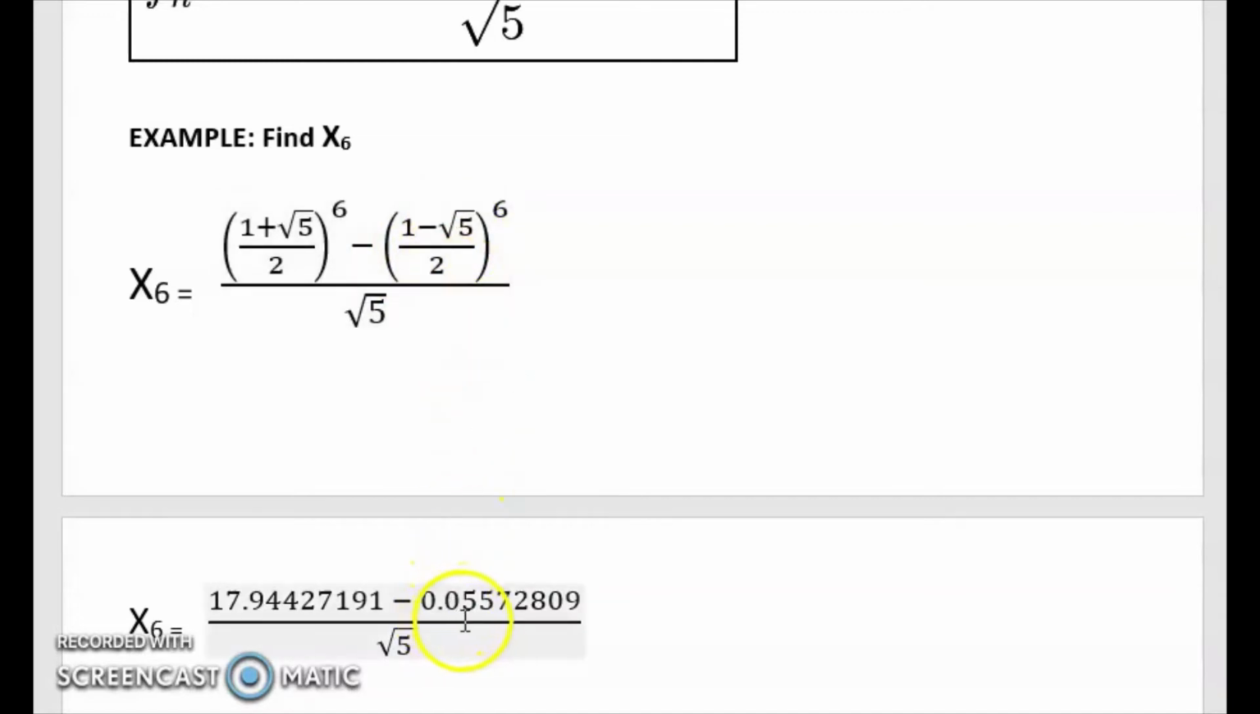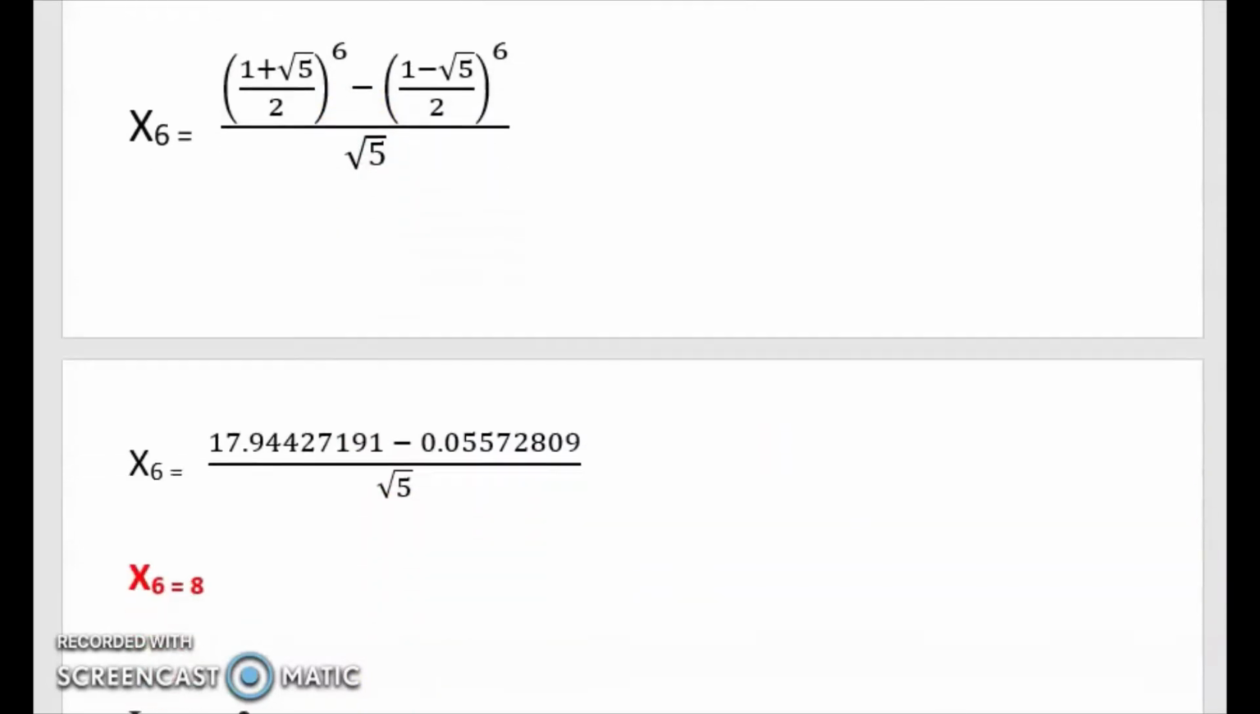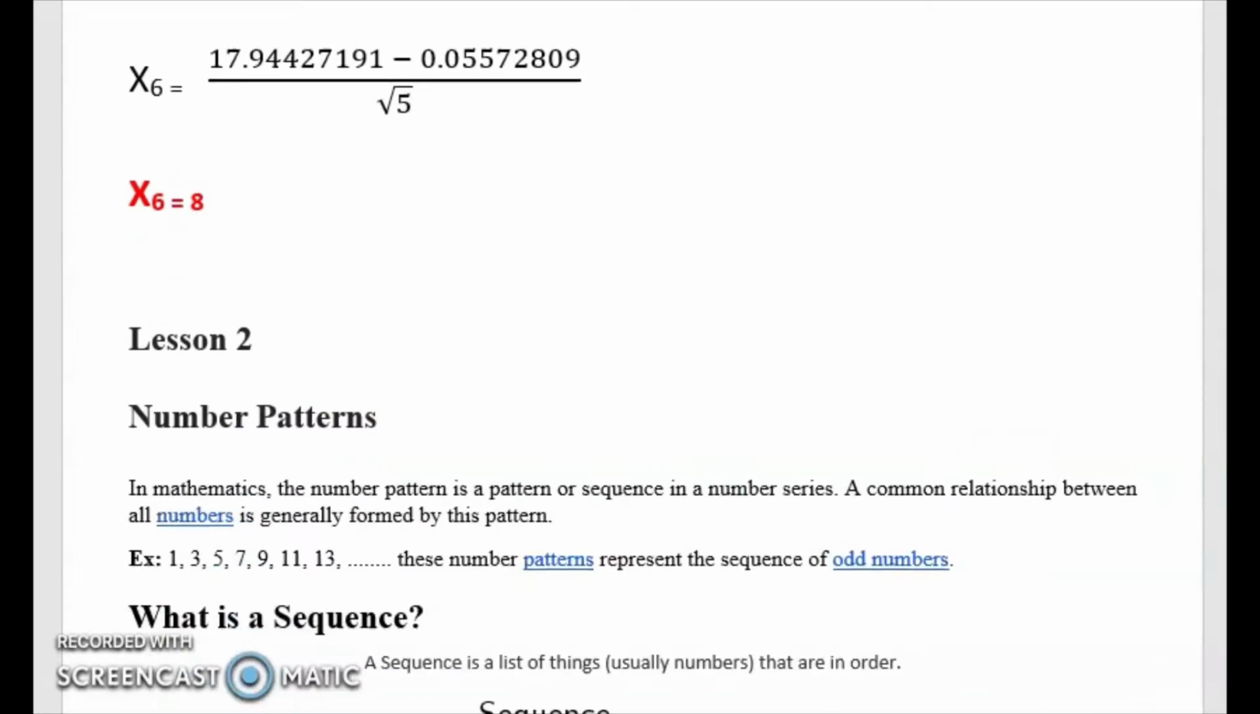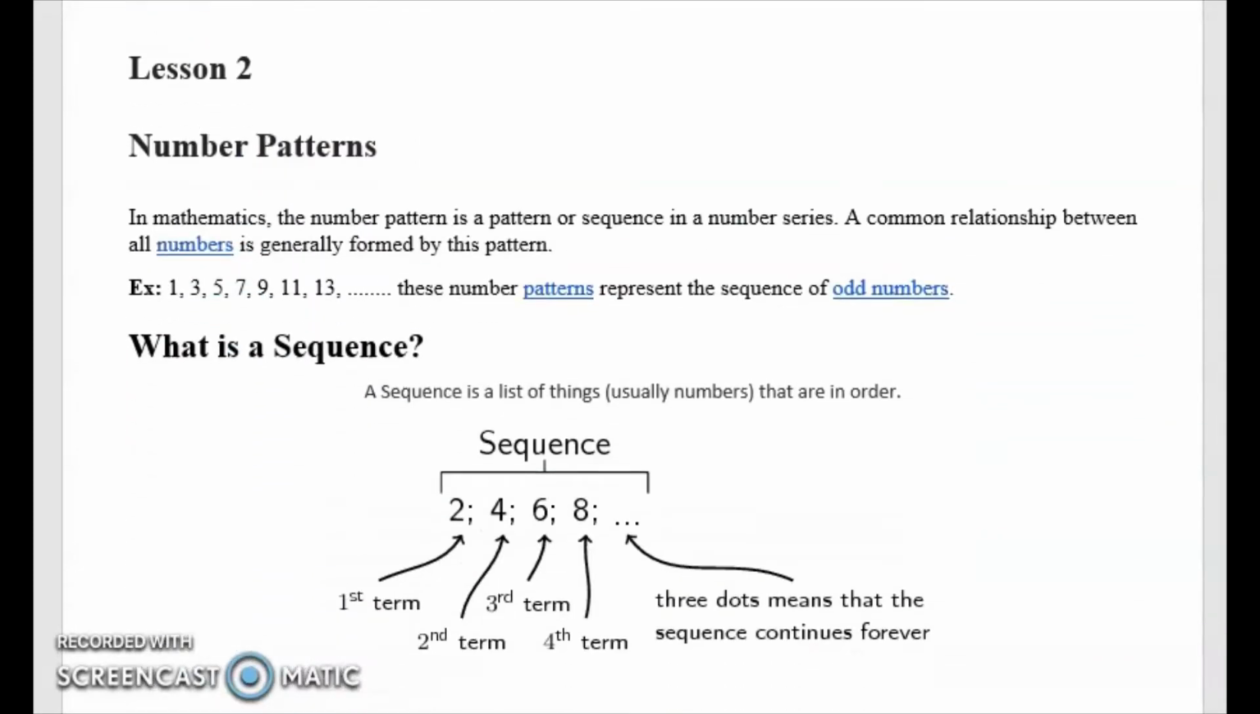So 0.05572809. Then bring down, or divide by, the square root of 5. So by simplifying, we subtract this value from this value. Then after getting the answer, we divide by the square root of 5. So we will get 8. Okay, so let us proceed to our lesson 2.